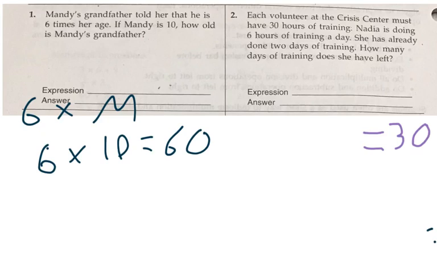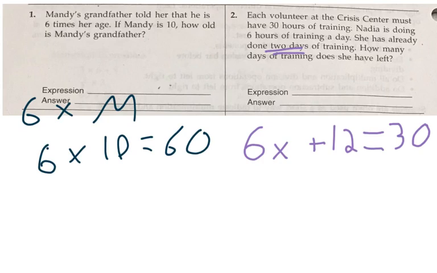And she does 6 hours of training a day. And she's already done 2 days of training. So she has to do 6 hours a day. And we don't know how many days she has to do. That's what we don't know. So we're going to put an X here. So because it's 6 hours times however many days. Plus, she's already trained for 2 days. So if she does 6 hours a day and she's already trained for 2 days, how many hours has she already trained? 12. So we have 6x plus 12 equals 30. And then we just have to solve for x.